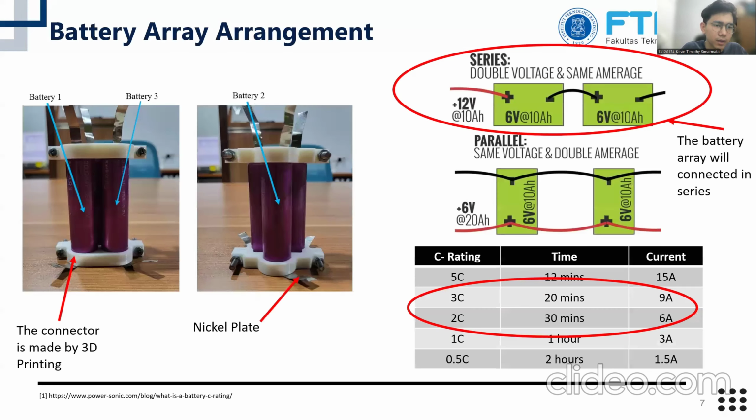Then this is the battery array arrangement. The connector is custom made with 3D printing, and we arrange the batteries in series. And this is the setting with the time and the current rate of the battery charging and discharging process.